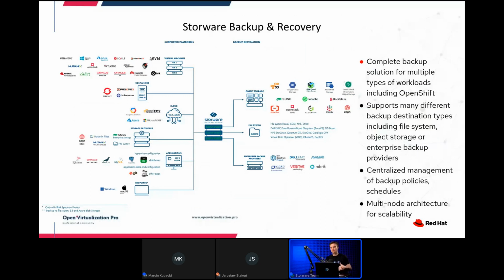Obviously, OpenShift is one of the several sources that we support, as you can see, and we have integrated it on the OADP layer. So Storware Backup and Recovery supports also many different backup destinations. If you back up anything in OpenShift, you can store these backups later in the file system, object storage, maybe some other enterprise-grade backup providers, and that is quite transparent. You don't have to connect them in any way into the OpenShift platform itself.